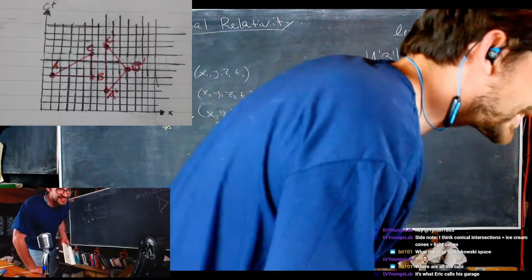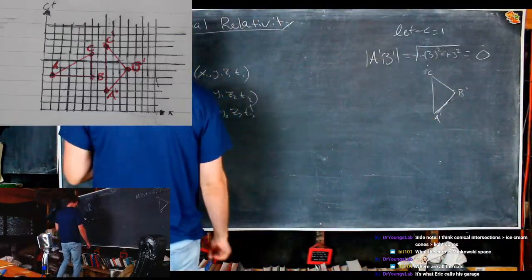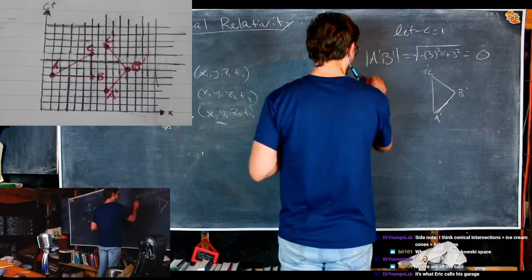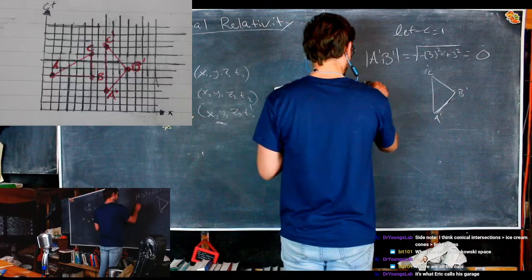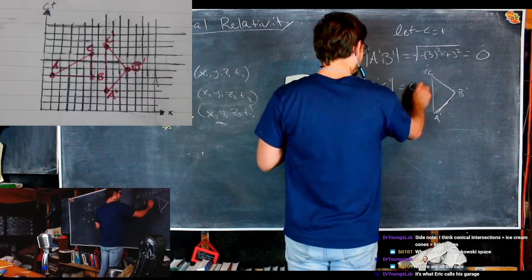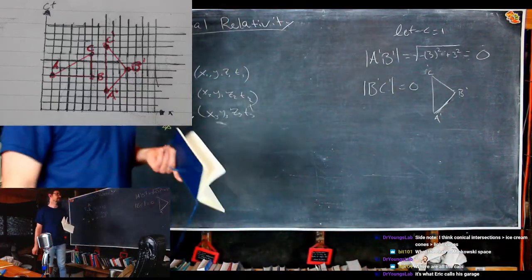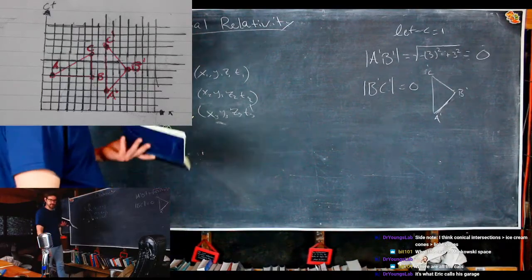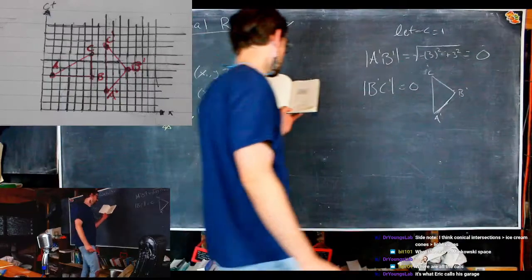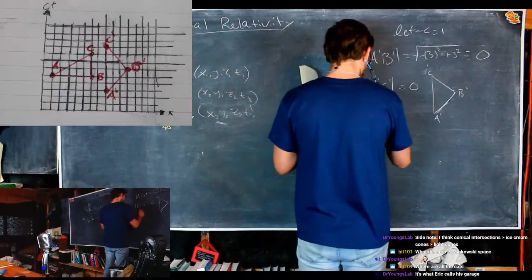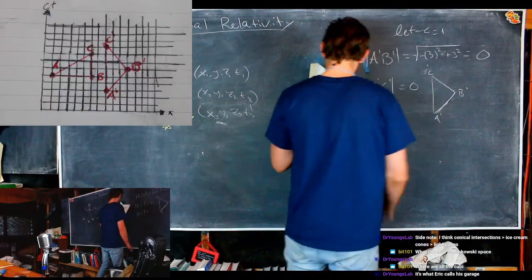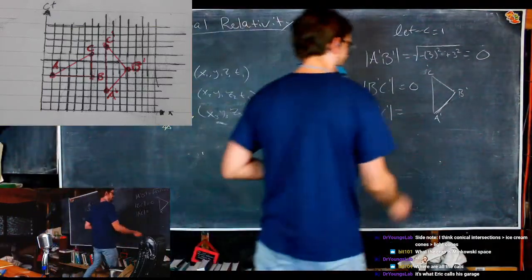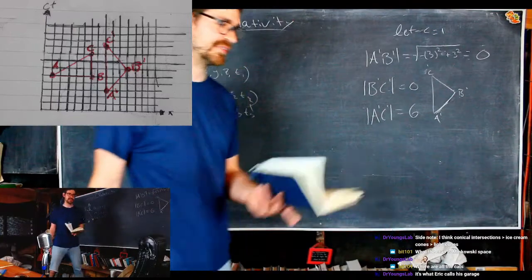Where are all the cats? Let's do another one. Let's do B prime to C prime. I mean, I hate to be a spoiler, but it's 0. Same thing, right? Last one's A prime, C prime, and there's no change in delta x, there's only a change in delta t, so we get 6. You can count it if you want.